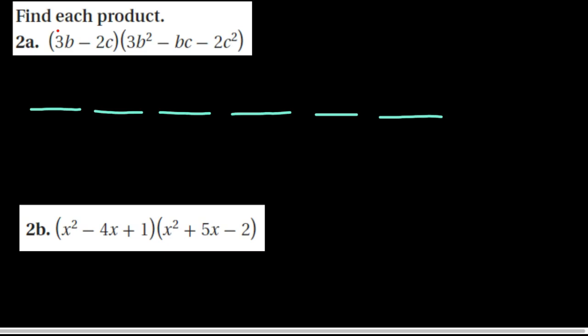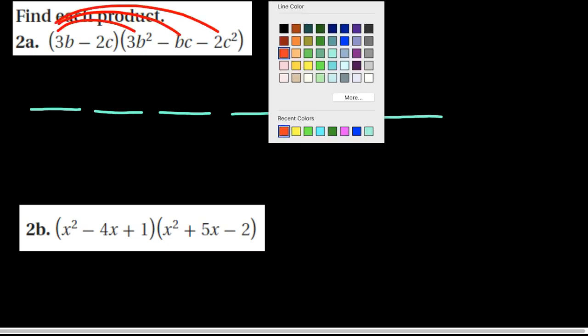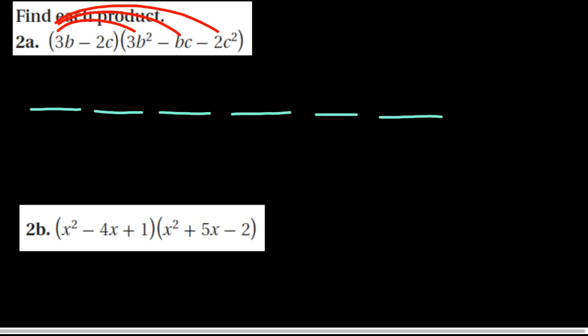And let's distribute that 3b first. So multiply the 3b by all those terms. And we are going to end up with 9b cubed minus 3b squared c minus 6bc squared.